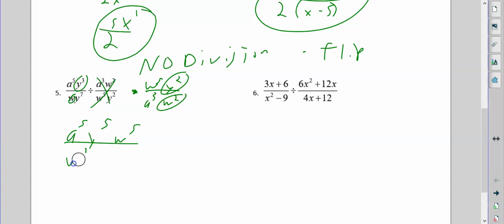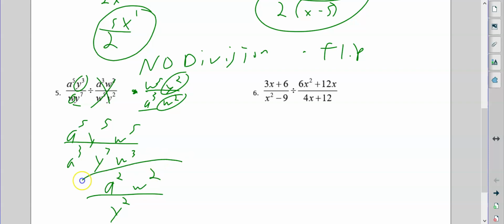And sometimes people, when you're writing this, might want to write it right underneath the letter. That's fine. It doesn't really matter. Okay. And I have y to the 7th. Well, I'll put that right here. And I have a to the 3rd. And I just ask myself, where do I have more a's? On top. How many more? 2 more. Y's, bottom. How many more? 2 more. W, how many more? 2 more. And that's it.